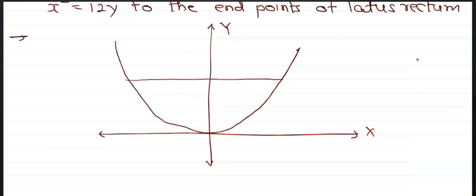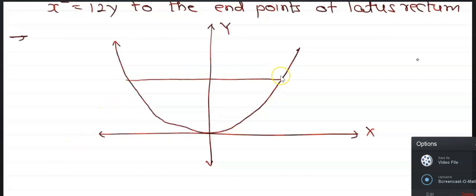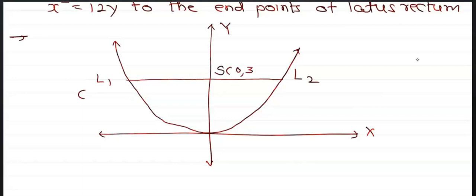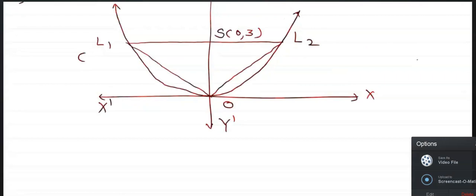Therefore, end points of the latus rectum, and these points are 2b and b. Now, see this here. The focus is 0, 3, L1, L2. Now, this is the triangle.